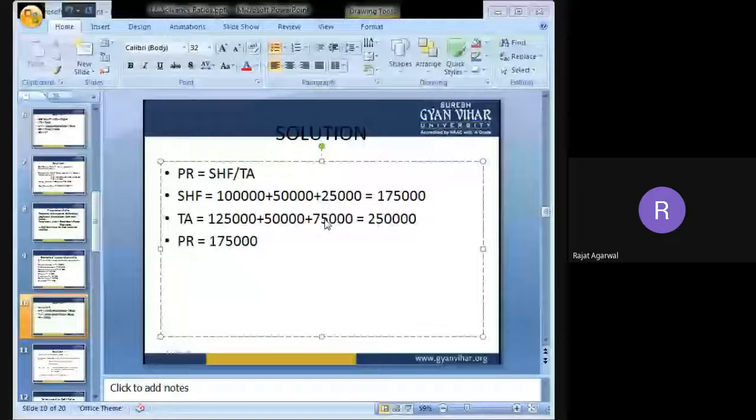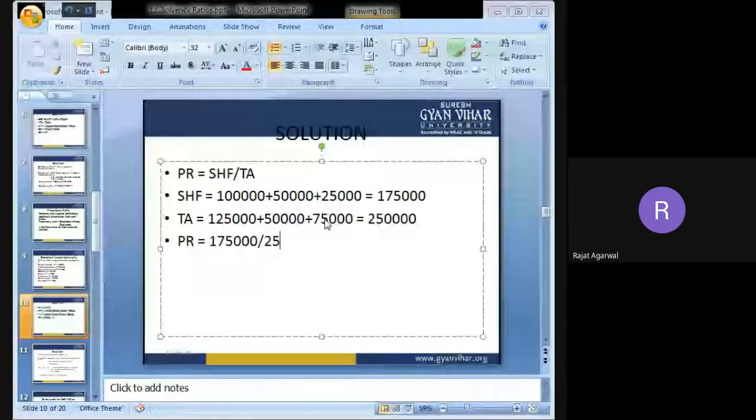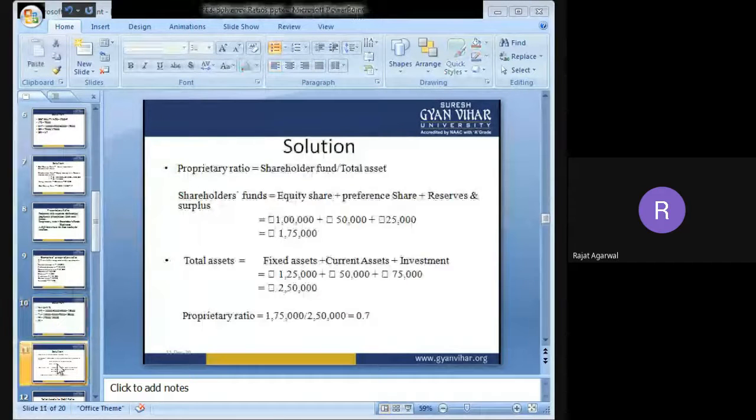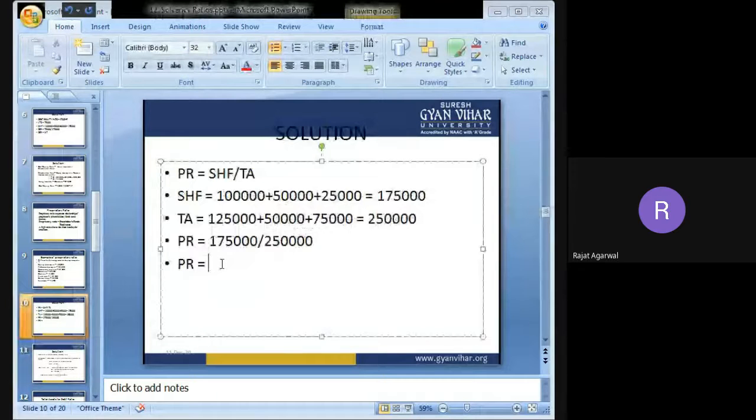Now proprietary ratio formula is shareholder fund, that is 1,75,000, divided by total asset, that is 2,50,000. So proprietary ratio will be equal to 0.7:1. So this is how you are going to calculate proprietary ratio. We will do more illustrations of proprietary ratio further.